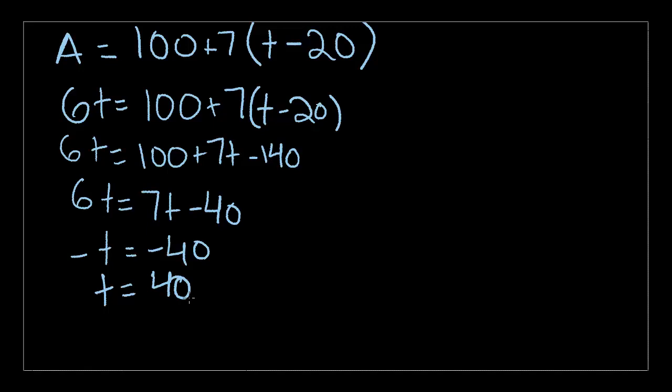So the amount of minutes for which the cost of carrier A will be equal to the cost of carrier B is 40 minutes. Flat. That's your answer. And we're done.